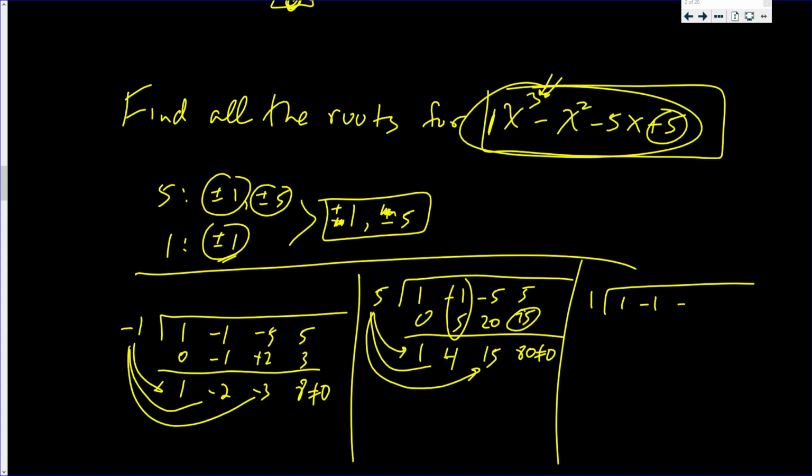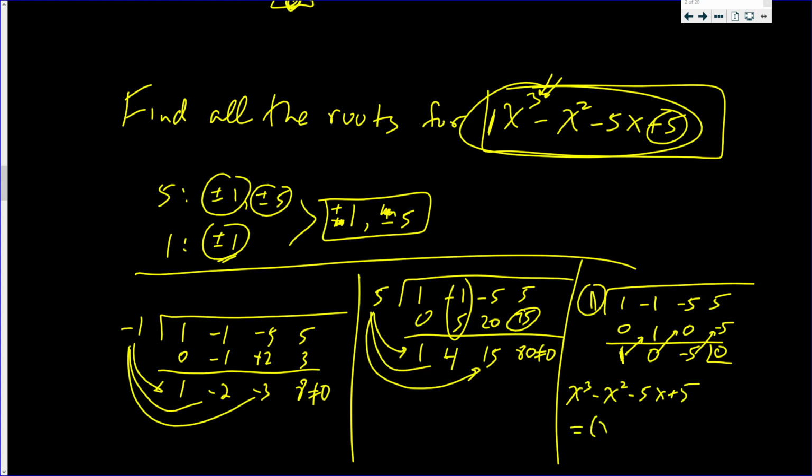1, negative 1, negative 5, 5. Put a 0 down, add. So, 1 times this number is always going to be this number. That number just goes up. You add, you get 0. 1 times 0 is 0. You get negative 5. You bring it up. You got 0. That means that x equals 1 is a 0 of x cubed minus x squared minus 5x plus 5.